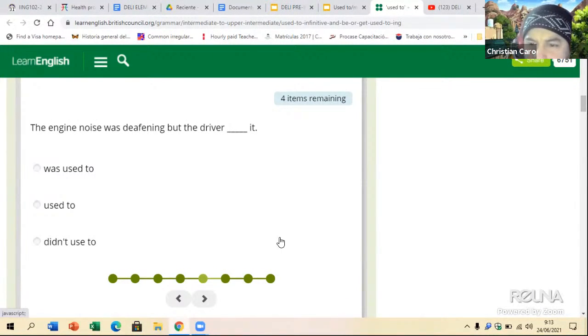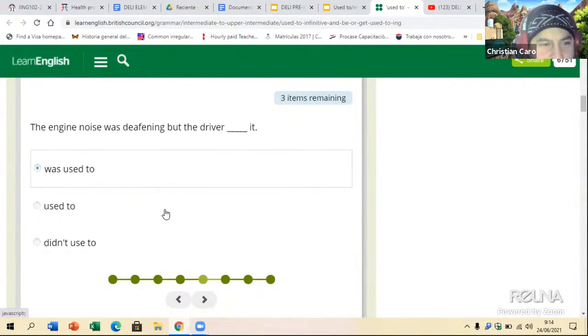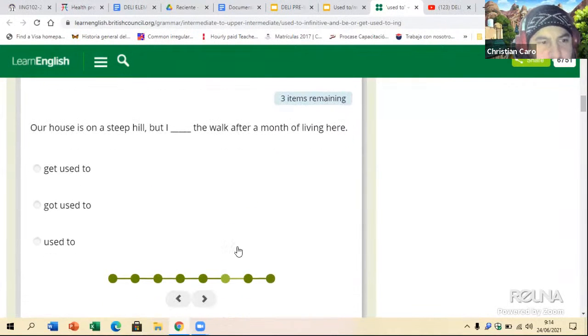Do you guys agree with Catalina? Tomás, number 1. Any other opinion? If you guys agree, I'm going to click on one. All right, next one. Our house is on a steep hill, but I got used to the walk after a month of living here.